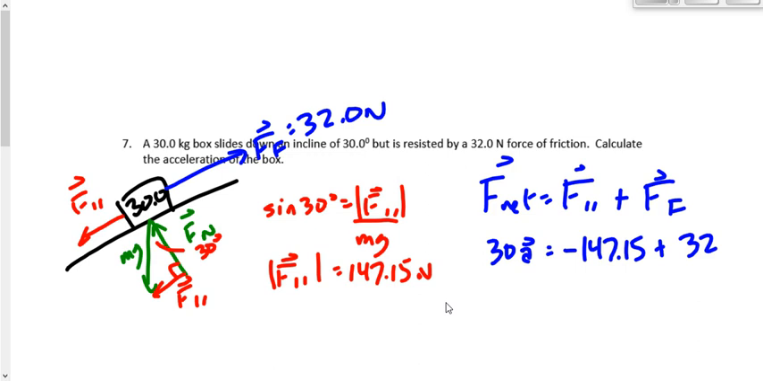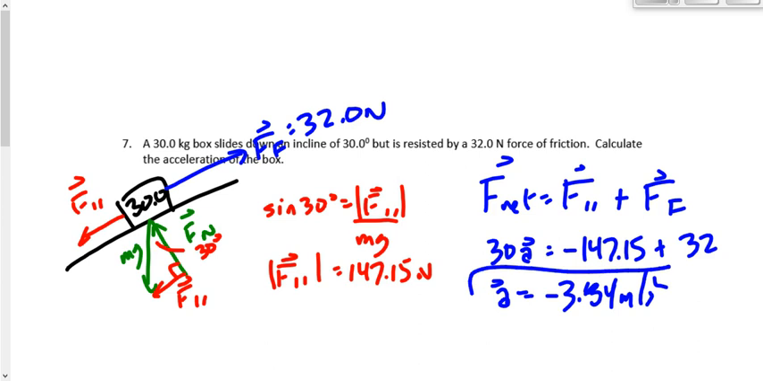Everything is right here, but I just copied down the wrong answer for that from another question. In question number 7, the answer is negative 3.84 meters per second squared, right? Thank you. Negative because I've got down the hill defined as negative. Could be positive if you had down the hill defined as positive.